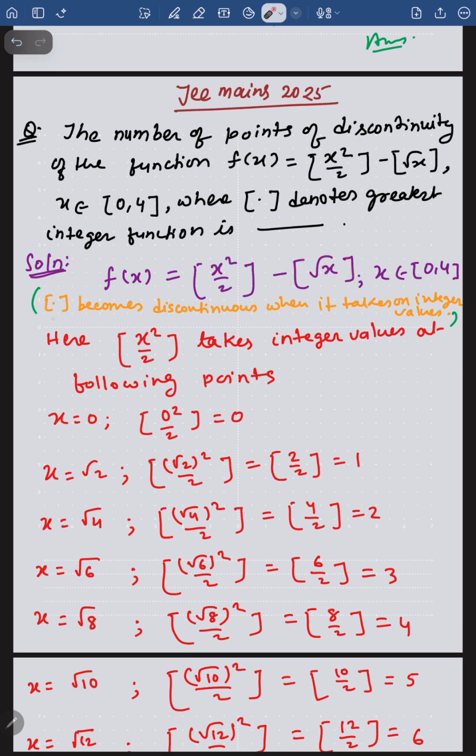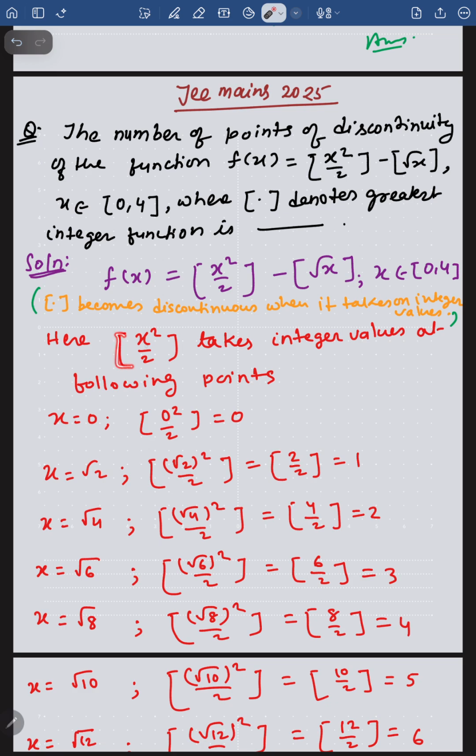Now you know generally greatest integer function becomes discontinuous when it takes on integral values. Now we have to check for these two. Where do these two functions become discontinuous? Means where do these functions take on integer values, and those values will be combined together and they will become the points of discontinuity. Okay, so let us start.